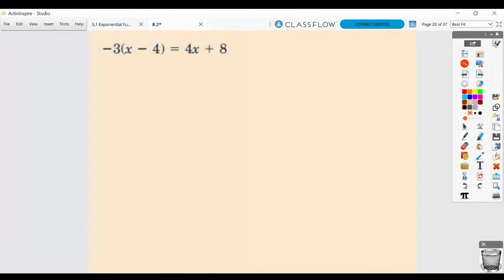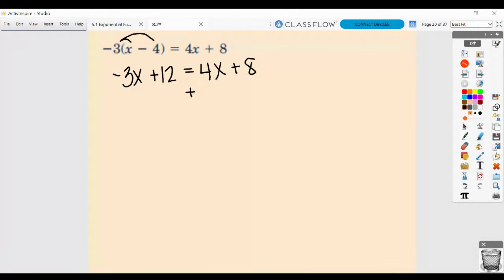Okay, here's the next example. Distribute the negative 3. So negative 3 times x is negative 3x. Negative 3 times negative 4 is 12. And then equals 4x plus 8. You don't have anything to combine together because you have this equal sign. Remember, you can't combine across the equal sign.